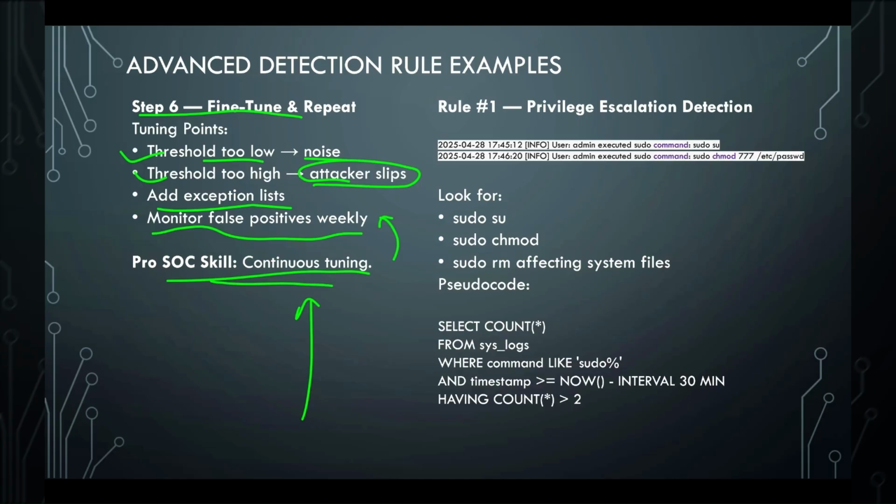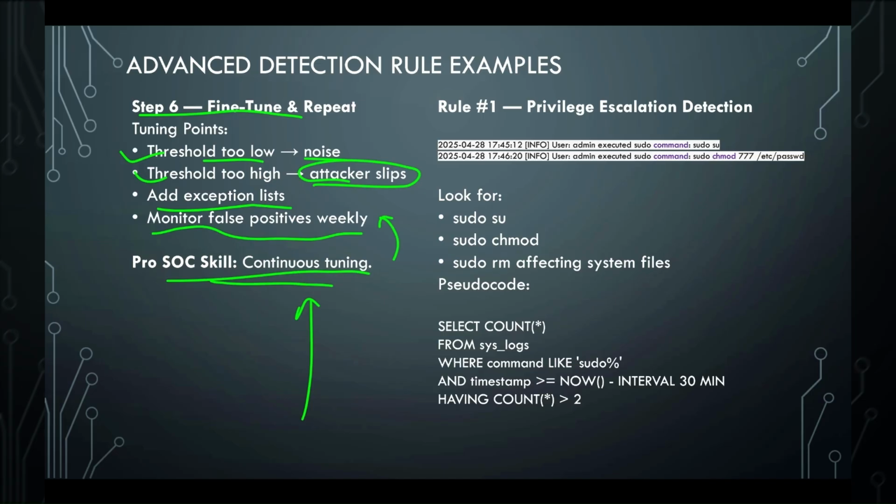And also we have some bonus section here. Here are a few common detection rule ideas you can start with. Multiple failed logins from different IP addresses within a short time frame. This might indicate credential stuffing.